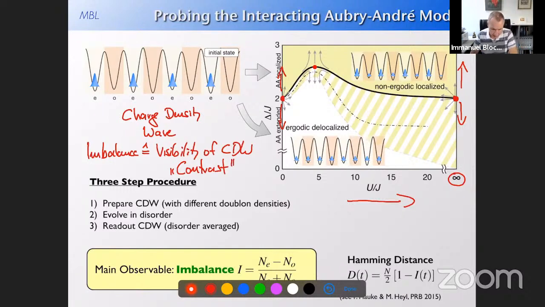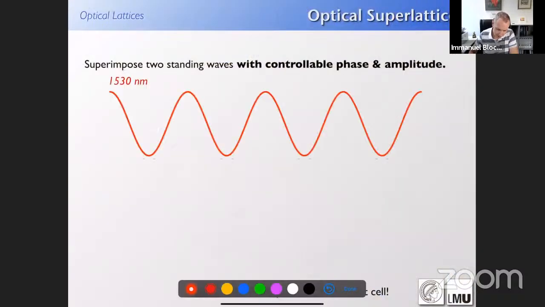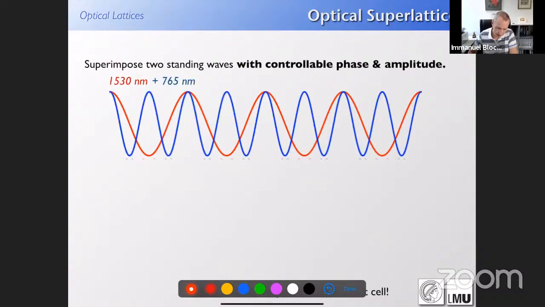Okay, so let me briefly tell you a little bit about why we like this state, why we can prepare it very well, and how we can actually monitor its dynamics in the system. For that, I give a brief interlude on these optical superlattices. This is not the Aubry-André incommensurate lattice, but a superlattice where we superimpose two optical lattices, one at one wavelength, for example here 1530 nanometers, with another optical lattice which is precisely half the wavelength. The combination of the two is what we call a superlattice.